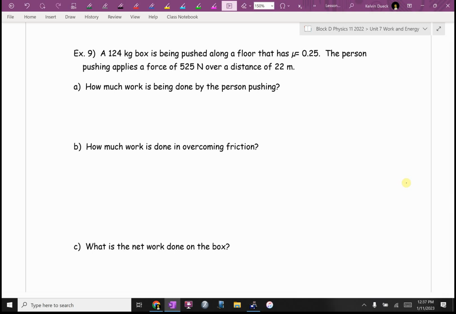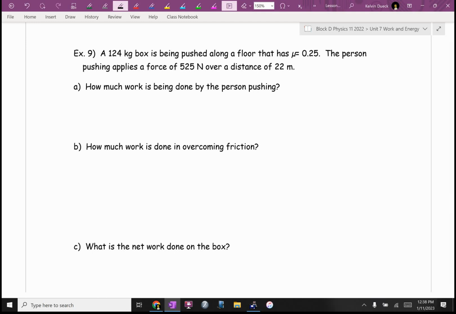Okay. A box is being pushed along the floor that has a coefficient of friction of 0.25. You know what? As soon as I see this, I'll bet you there might be a free body diagram in my future. Okay? The person pushing applies a force of 525 newtons over a distance of 22 meters. Ella, what does A want me to find? Work. Keep reading. How much work is being done by the person pushing? The reason I said keep reading is what does B want me to find?